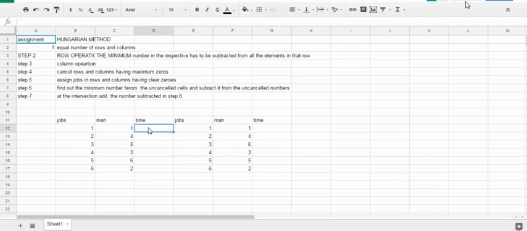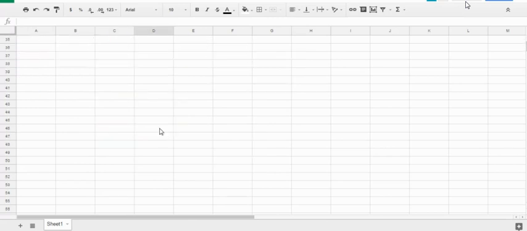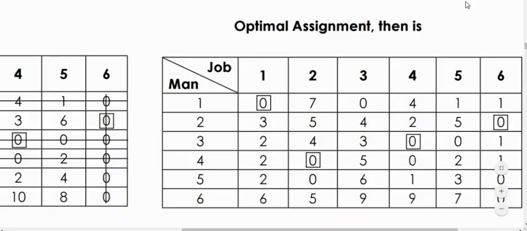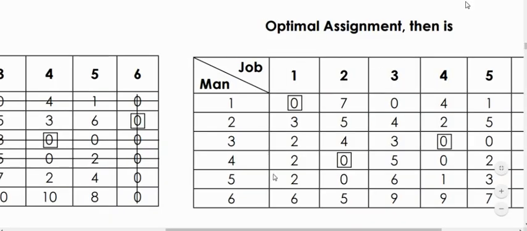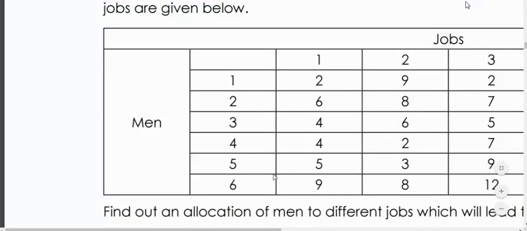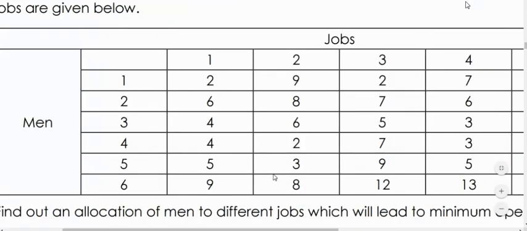Now I'll have to find out my time. So we'll look at which person takes how much time to complete which job. To find out the time, we have to look at our original table. So in the question, what was the table given, that we have to now look at. So we'll again go back to our question.